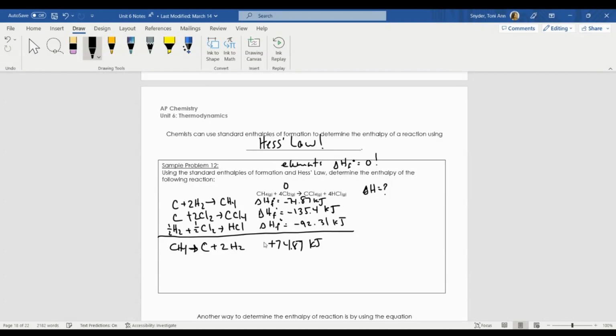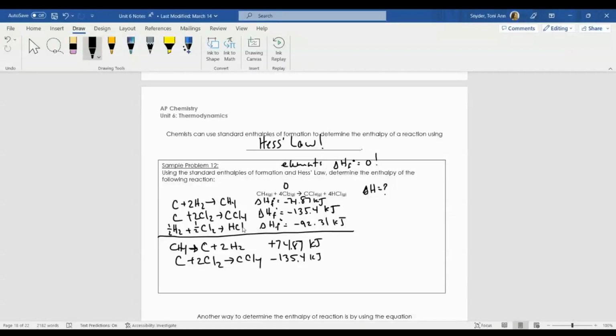74.87. Looks like carbon tetrachloride's on the right side, so I'm going to leave that guy. C plus 2Cl2 gives me CCl4. Delta H stays the same. Oh boy, that should be negative, let's erase. Negative 135.4 kilojoules. And then it looks like I have this one, and this guy's on the right side as well.